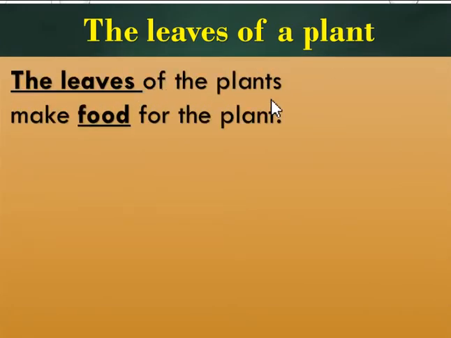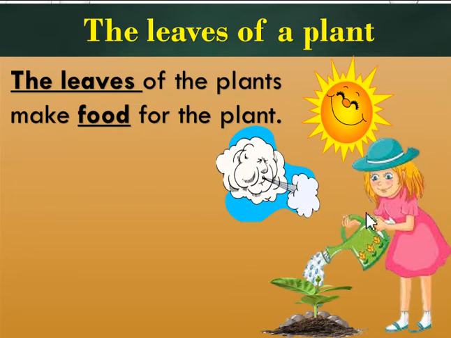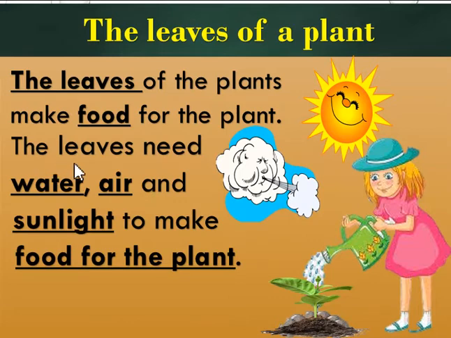The leaves of a plant make food for the plant. The leaves need water, air, and sunlight to make food for the plant. These are the three important needs for the leaves: the sunlight, air, and water, in order to grow and to live.